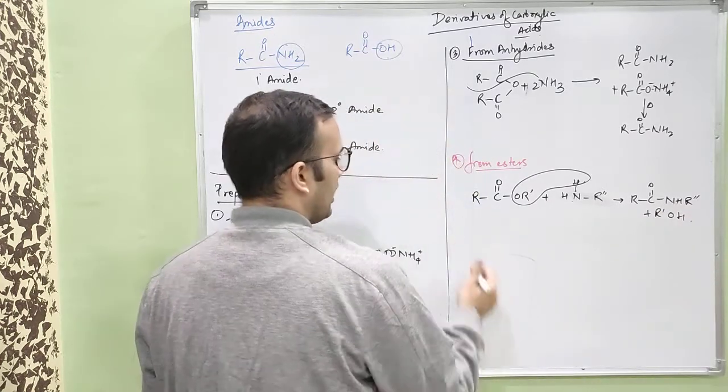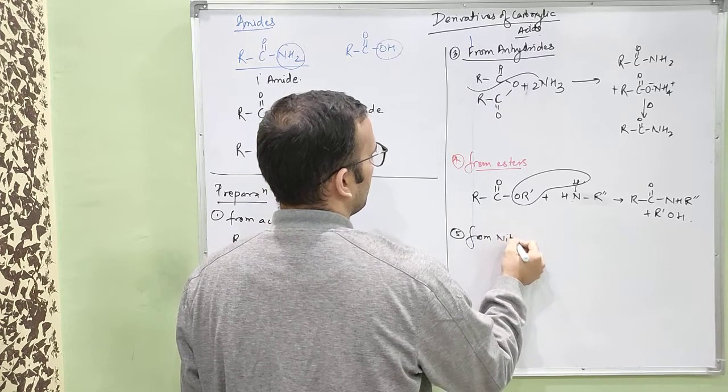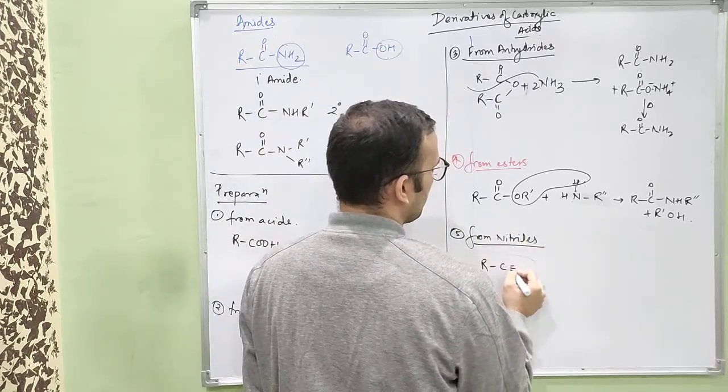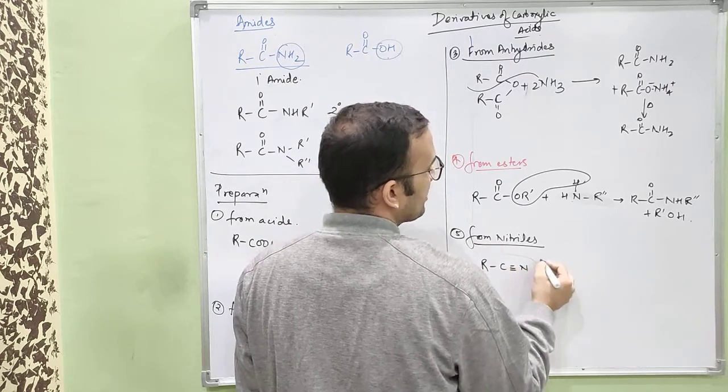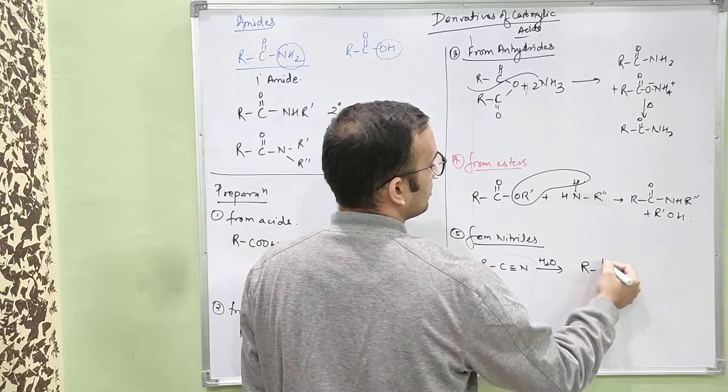So this is what you get, and then the fifth one is from nitriles, R C triple bond N. If you partially hydrolyze it, you will get RCONH2.